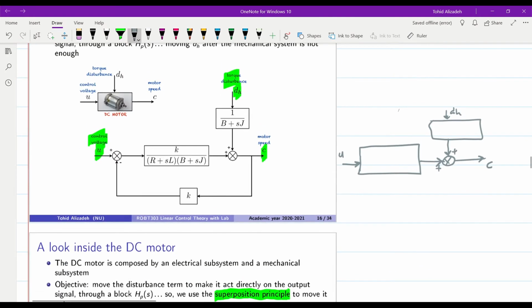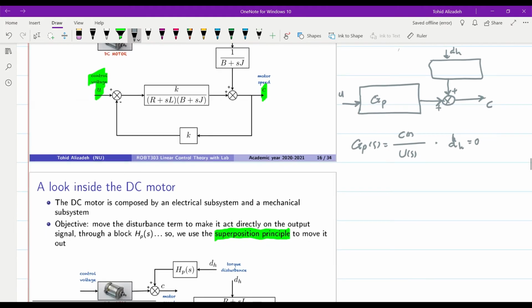How can we find the transfer functions here? We can maybe call this GP. In order to find GP, which will indeed be C over U, we should set dH to 0. So we just consider U as the input and set all the other input signals to 0. If we do so, we will have this situation. So U is here.